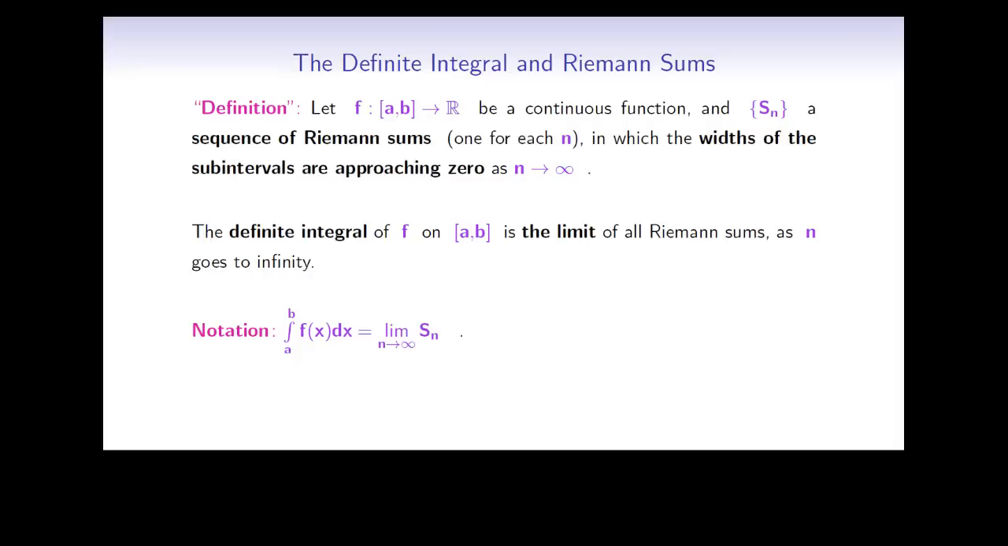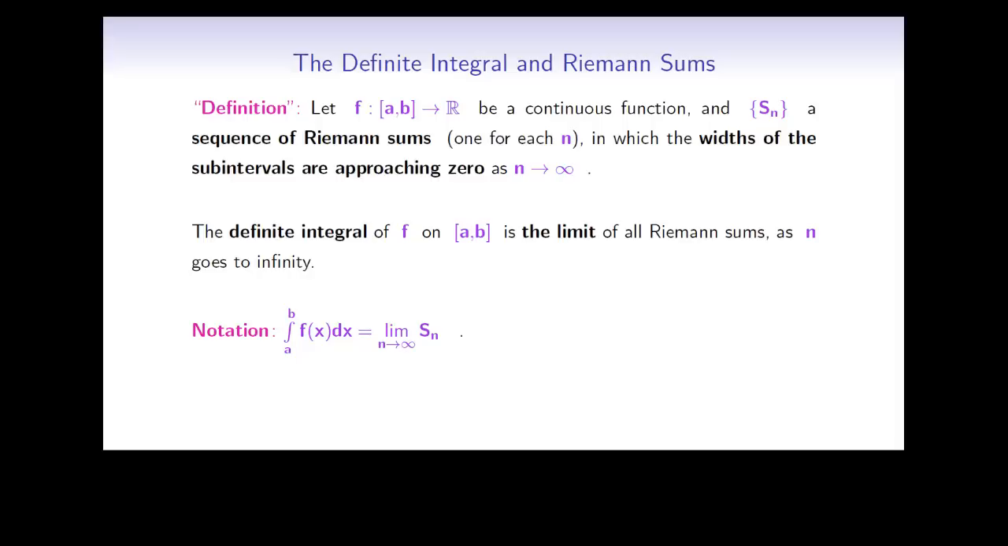We use an elongated S, which is also called the integral sign or symbol. Then we write the function f of x and then the symbol dx. The endpoints of the interval, a and b, are placed below and above the integral sign.